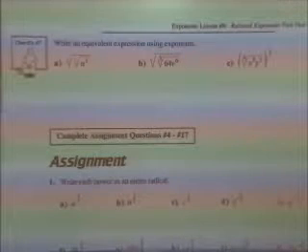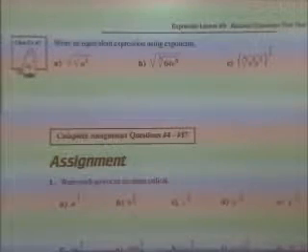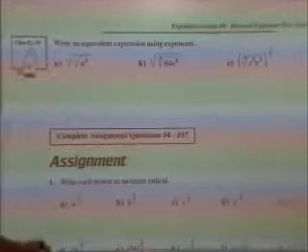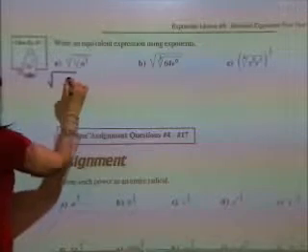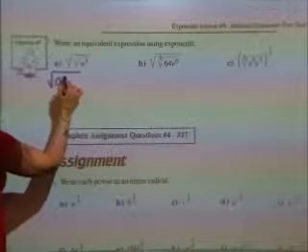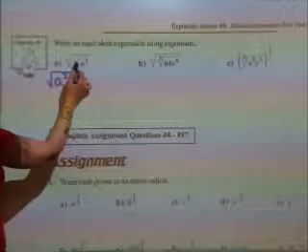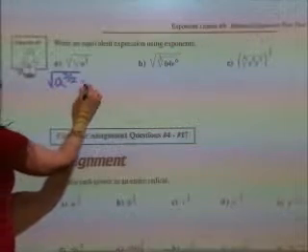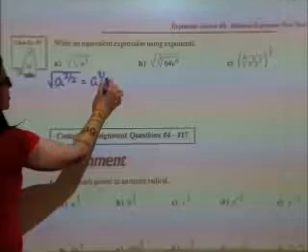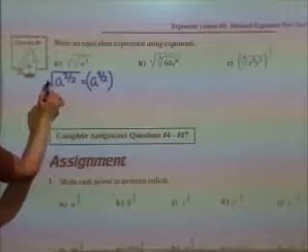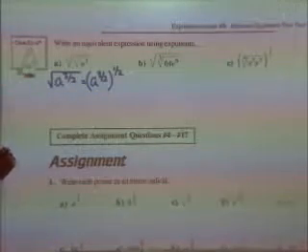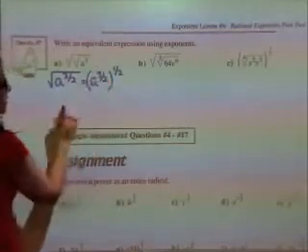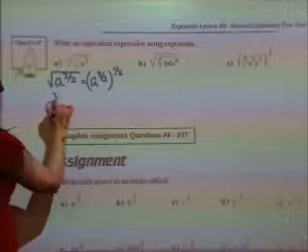Question number 7 says, write an equivalent expression using exponents. So again, when you have these double radicals, work from the inside out. So if I work with this first one, I'm going to get the square root of a to the power of 3/2, because this was an index of 2. That is going to become a to the power of 3/2 raised to the power of 1/2. Multiply the exponents together, and I get 3/4.